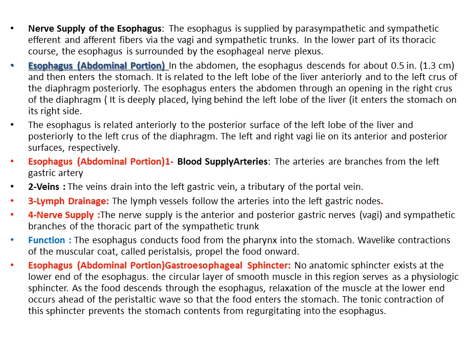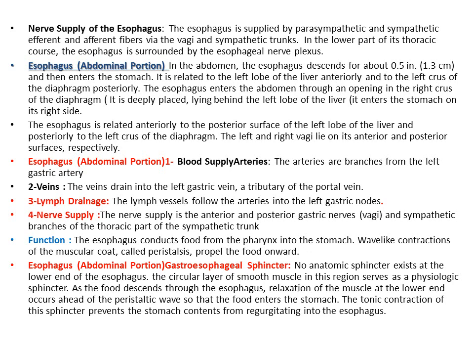The abdominal portion of the esophagus is about half an inch, about 1 to 3 centimeters, before it enters the stomach. It is related to the left lobe of the liver anteriorly and the left crus of the diaphragm posteriorly. The esophagus enters the abdomen through the opening in the right crus of the diaphragm at the level of the 10th thoracic vertebra.